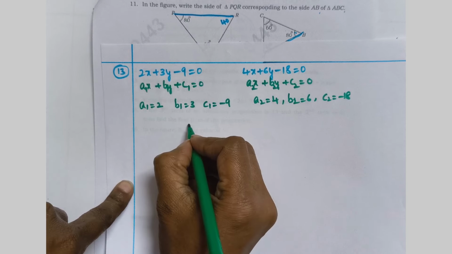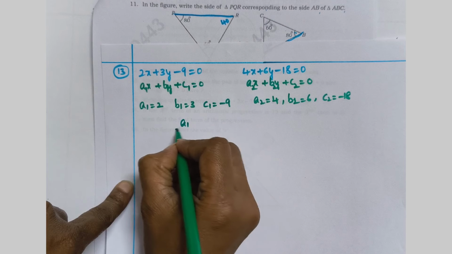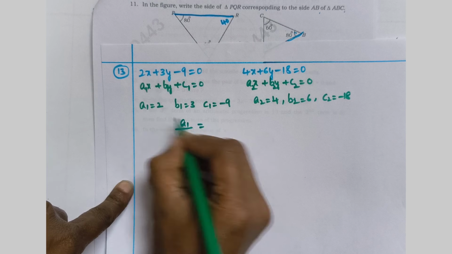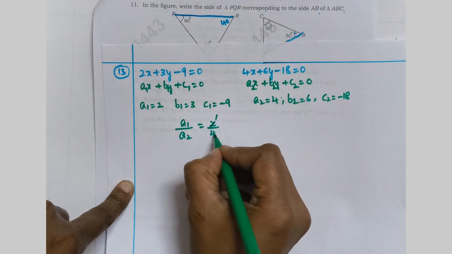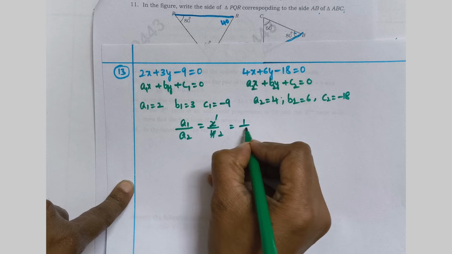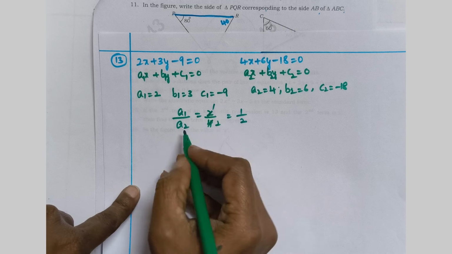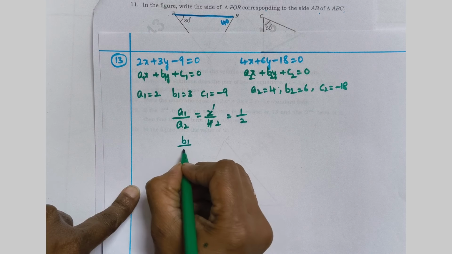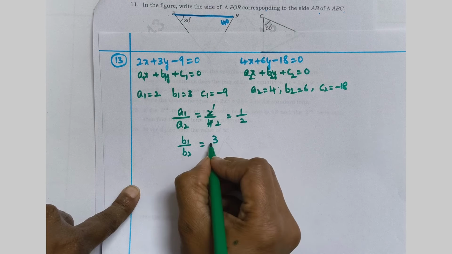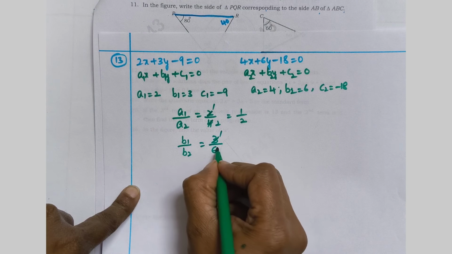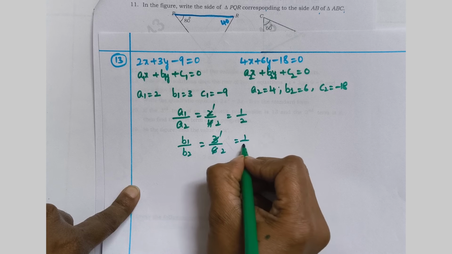First we will do a1 by a2. Now see here, a1 by a2. So a1 means 2, a2 means 4. Cancel, possible: 2 ones are 2, 2 twos are 4. What is the answer? 1 by 2. Next we will do b1 by b2. b1 means what? 3. b2 means what? 6. Cancel now. 3 ones are 3, 3 twos are 6. What is the answer? 1 by 2.